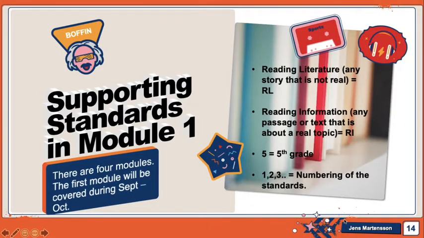Whenever reading standards, you will see two letters and two numbers. RL, reading literature, or any story that is not real. RI, reading information, any passage or text that is about a real topic. For us, it will be the number 5, which means 5th grade. And then the number that comes after the dot is 1, 2, 3, or the numbering of the standards.